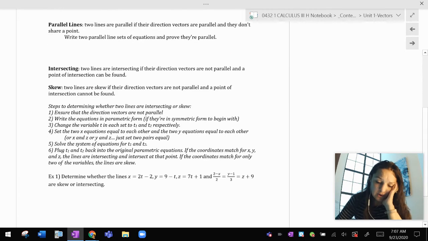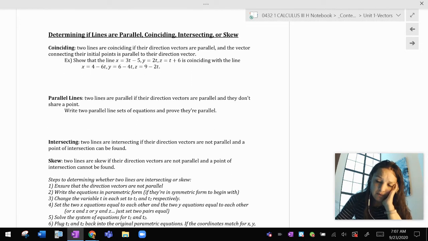What do I have next here? Wow, there's a lot of other stuff. Okay. Good news is this other stuff isn't too bad.